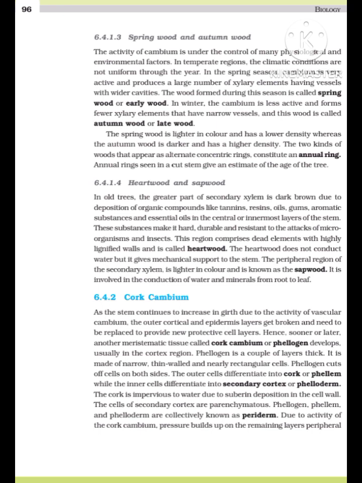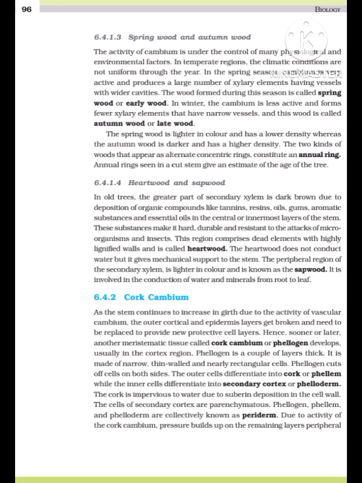In winter, the cambium is less active and forms fewer xylary elements that have narrow vessels, and this wood is called autumnwood or late wood. The springwood is lighter in color and has a lower density, whereas the autumnwood is darker and has a higher density. The two kinds of woods that appear as alternate concentric rings constitute an annual ring. Annual rings seen in a cut stem give an estimate of the age of the tree.